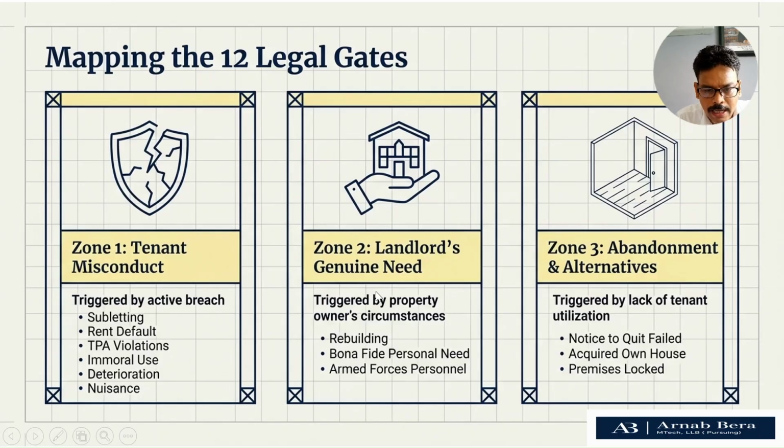In zone 2 we keep the landlord's genuine need. This is triggered by the property owners based on circumstances, and the grounds are rebuilding or reconstruction of the premises, bona fide personal use, and armed force personal use. Then in zone 3 we keep abandonment or alternatives, triggered by lack of tenant utilization, where a notice to quit is failed by the tenant, the tenant has acquired his own house, and the premises is under lock and key for a long time. In the next few slides we are going to discuss the sections for each ground.